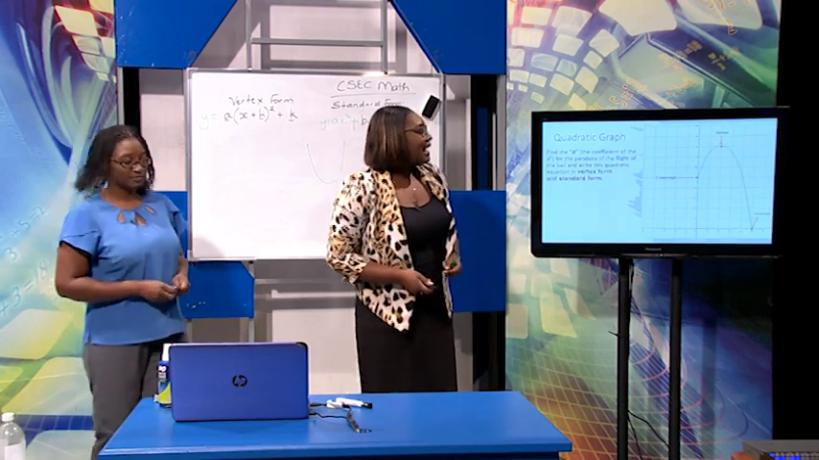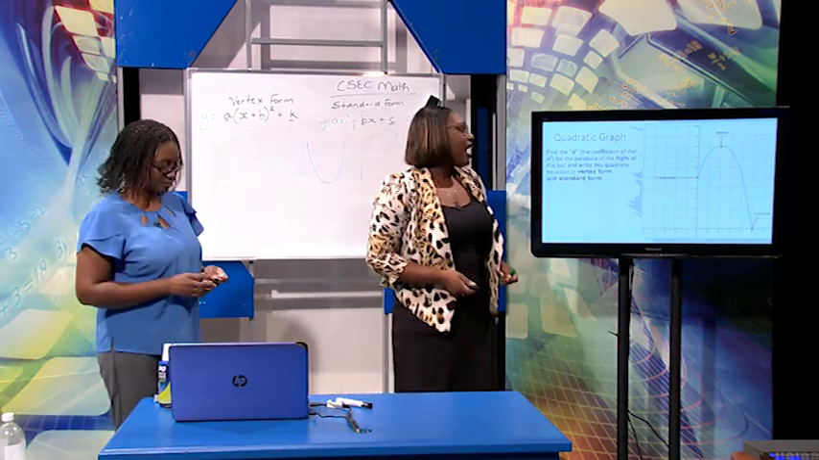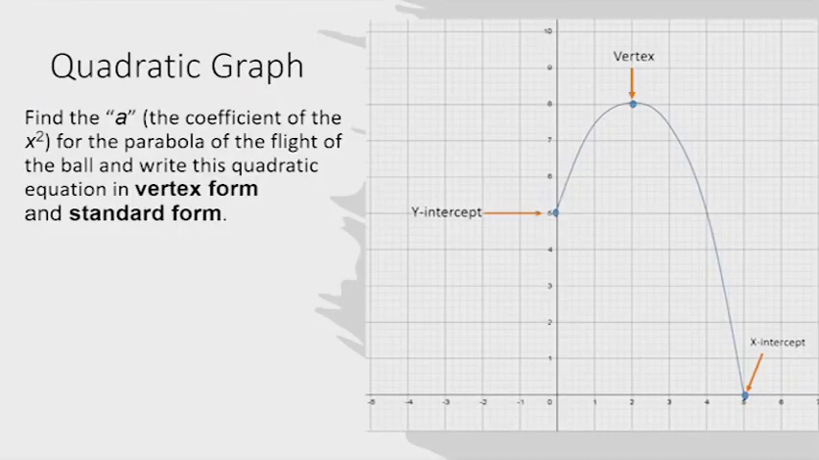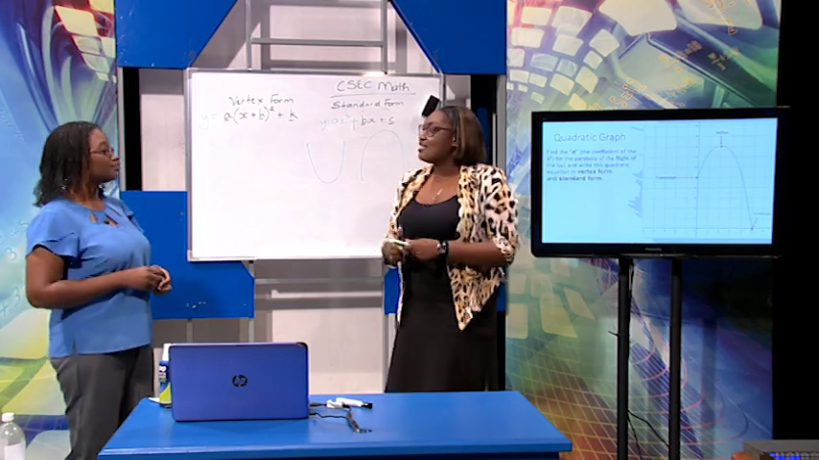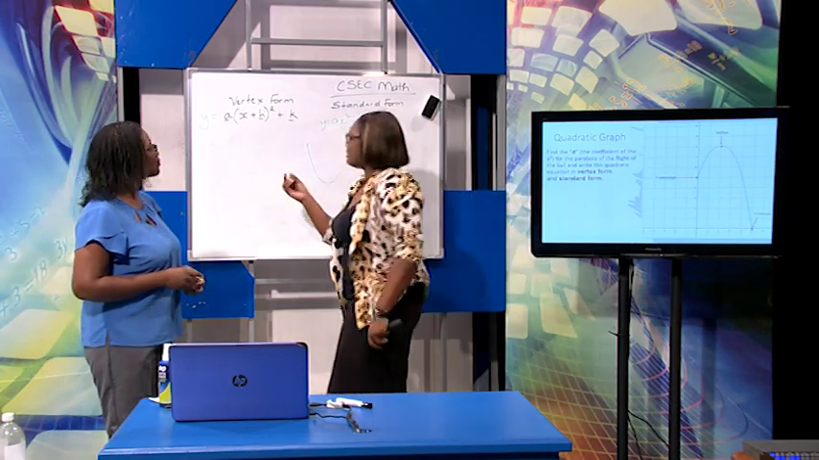So going back to where we started originally, we would like to find A for the parabola for the flight of Emmy's ball. So remember we started off looking at Emmy throwing her ball? That's right. So now we're going to look at what the equation in vertex form would look like. Now, at the beginning, we identified 3 main points. We identified our y-intercept, our vertex, and our x-intercept. Just to remind our viewers, let us give the coordinates for those points.